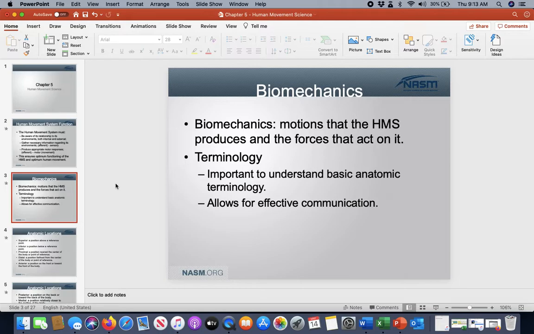Okay, so because of biomechanics, we're going to go through some really basic anatomy-like terminology just to understand what it is that you're talking about. So when you're looking at a workout video, or you're reading something in a manual, or whatever it may be, you're going to have the ability to effectively communicate.